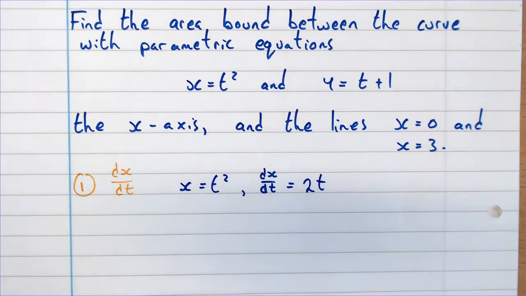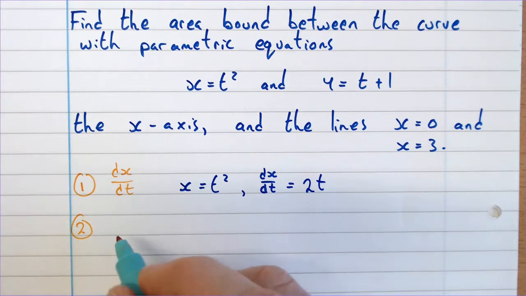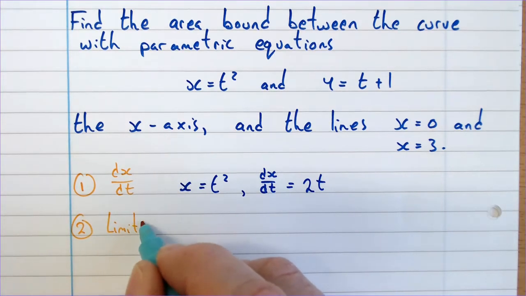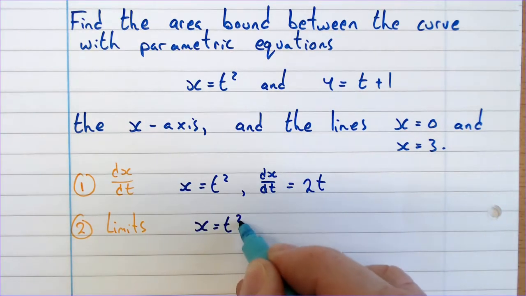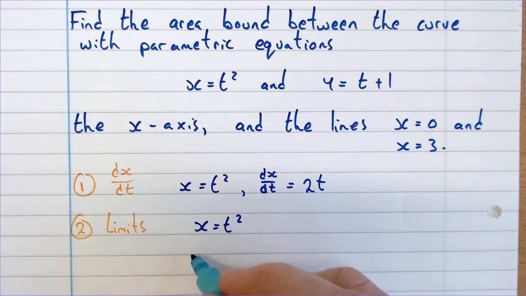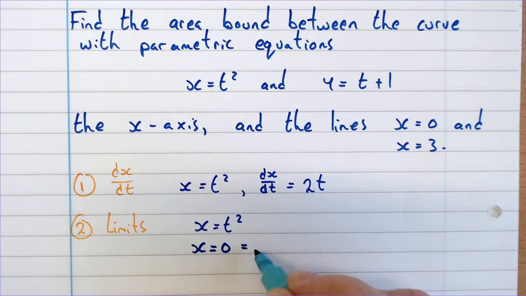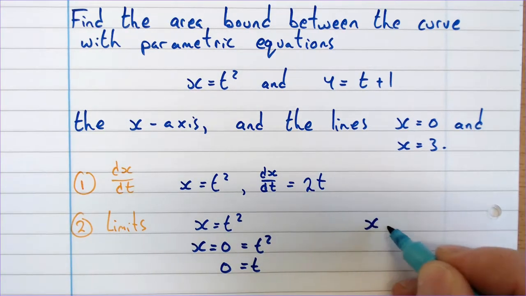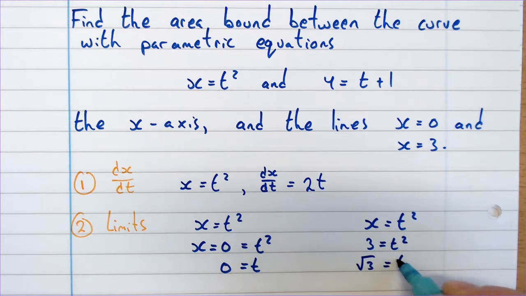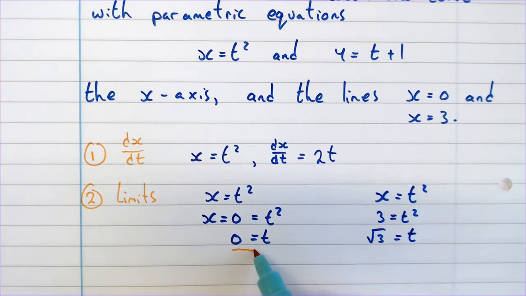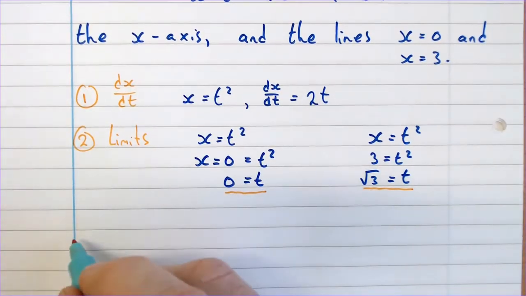The second step is changing the limits. Why do we need to do that? The limits at the minute are in terms of x. In order to successfully integrate this, we need to change them to t. Now, if x is equal to t squared, it should be easy enough to change 0 and 3 into t. 0 is t squared, so 0 is t. There's our first limit. Didn't really change at all. X is 0, t is 0. If x is 3, our limit does change a little bit. The square root of 3 is root 3. So we're going to integrate between 0 and root 3. Again, we're changing everything in terms of t.